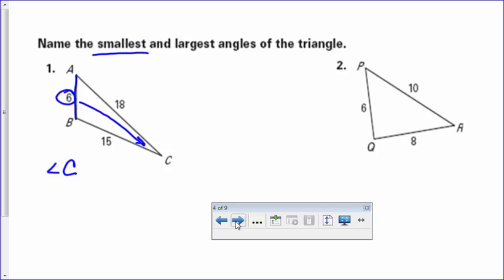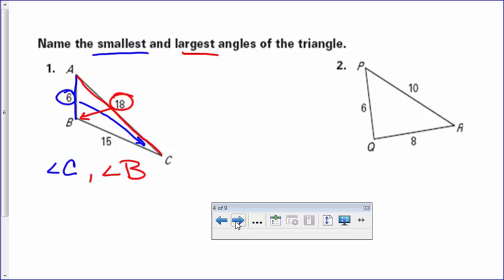If we want to locate the largest angle, we have to find the longest side, which is side AC, represented by the length of 18. So the angle across from that would be angle B. So angle C is the smallest and angle B is the largest angle within that triangle.